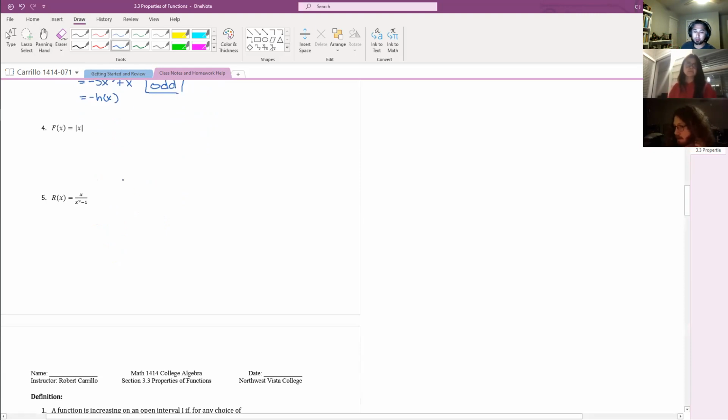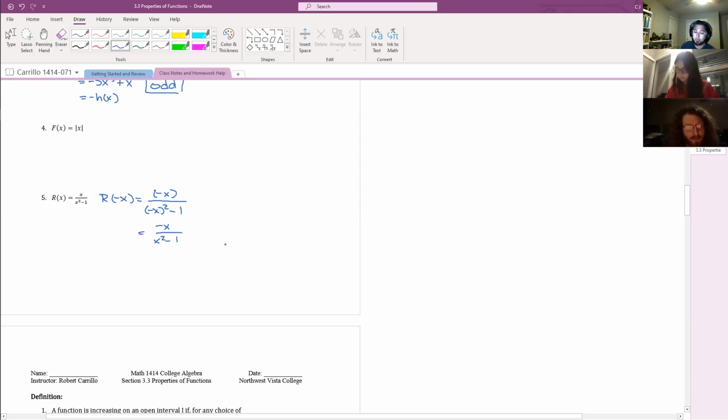Come back to number 4 in a second, or do number 5 first. So we want to plug in negative x for every x. Which gives us negative x divided by the quantity negative x squared minus 1, which simplifies to negative x divided by x squared minus 1.